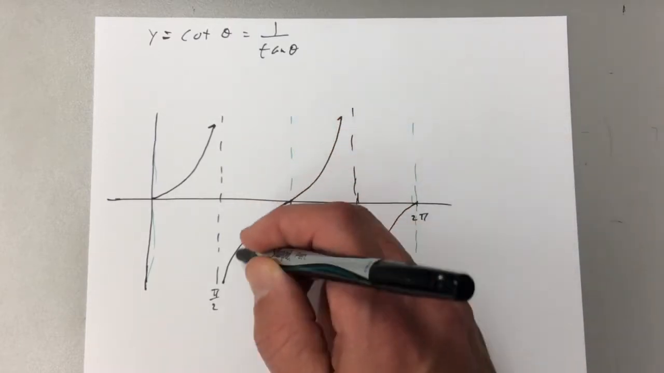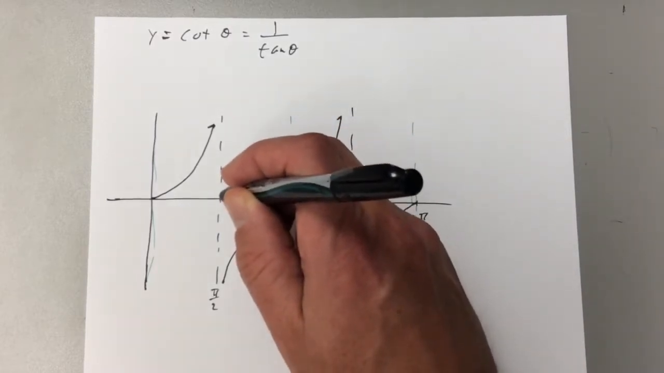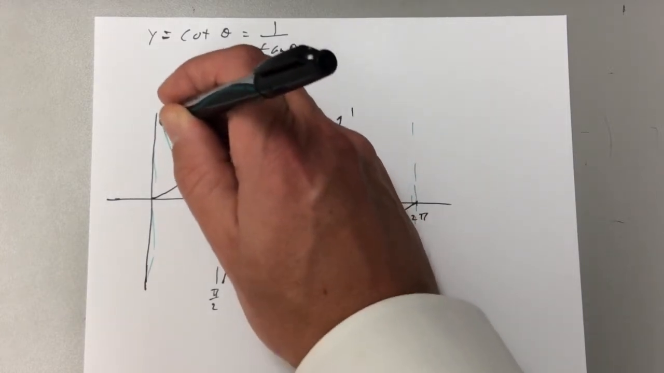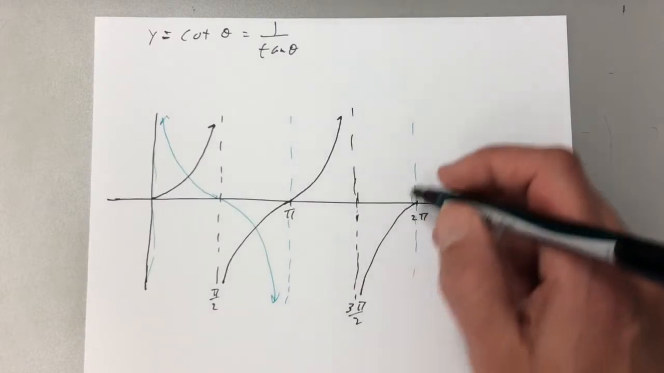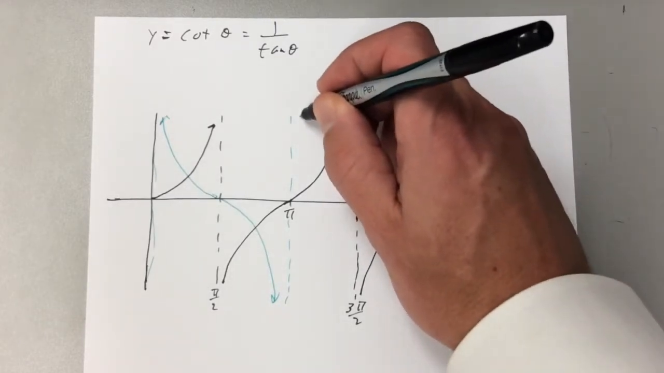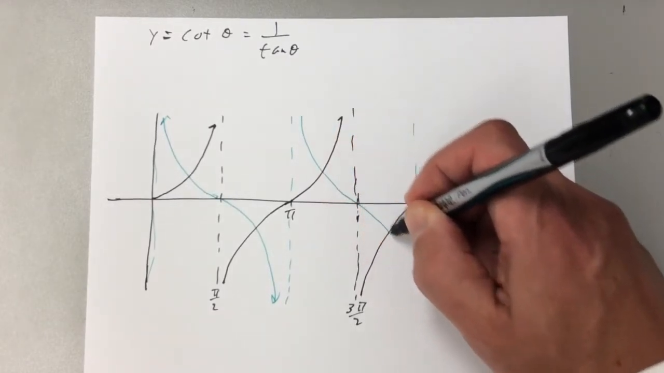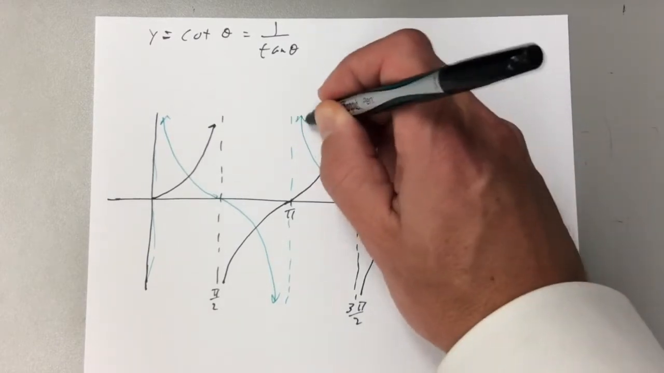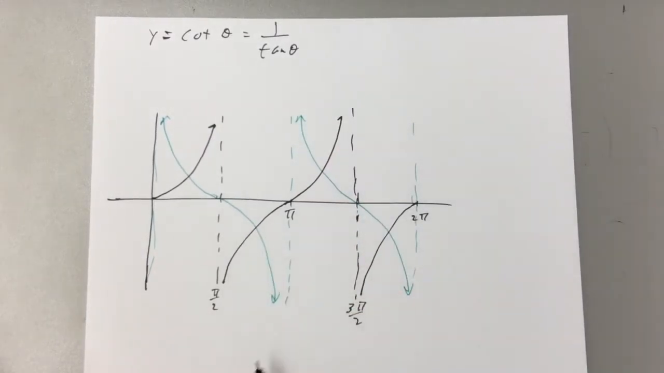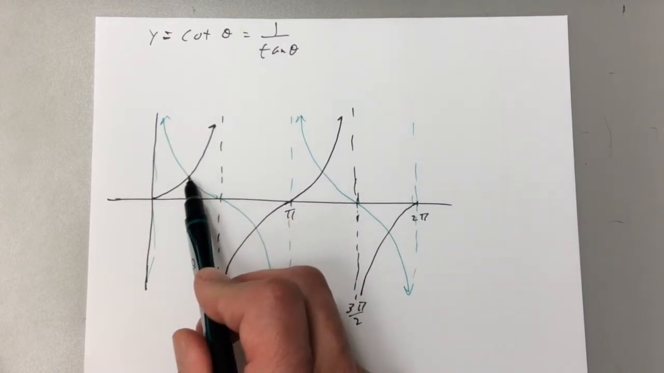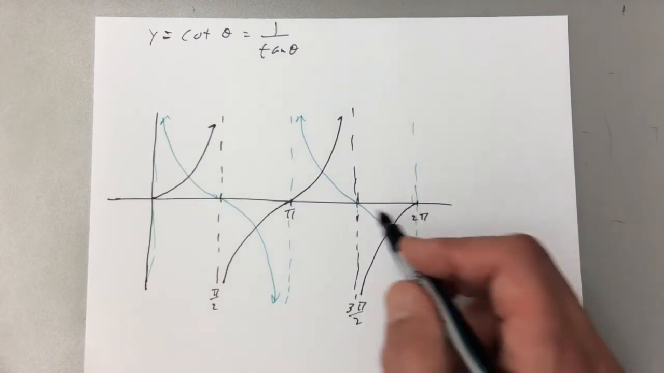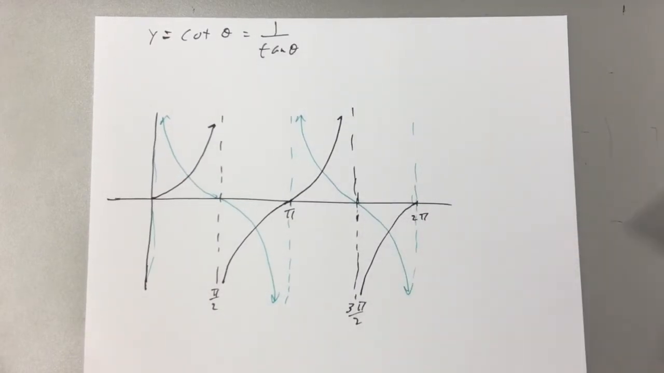Okay, so it looks like that. Looks like that. Like that. So cotan theta is this green function here. 1 over small values is big. Okay, 1 over itself. 1 over 1 is 1, and so on. Okay, so that would be the cotan graph.